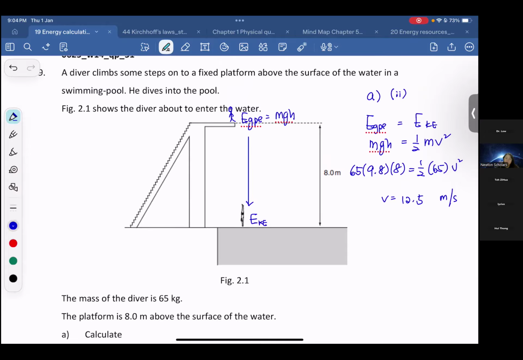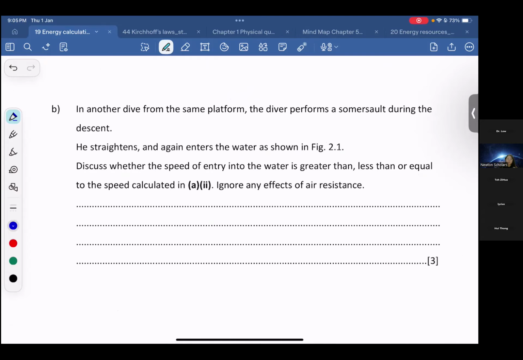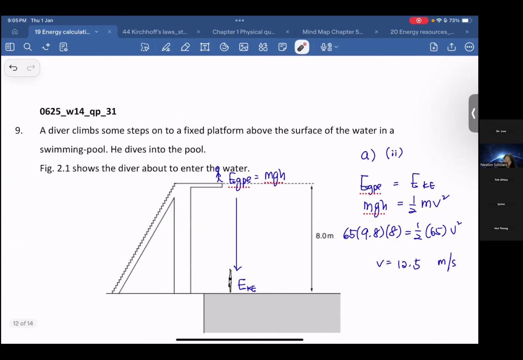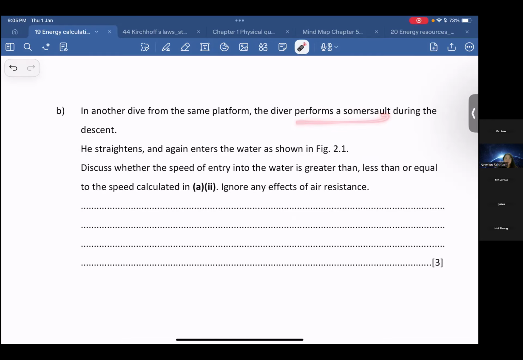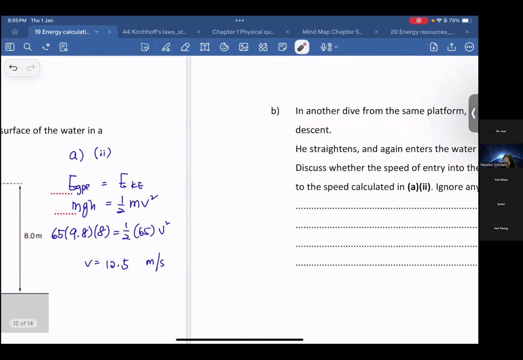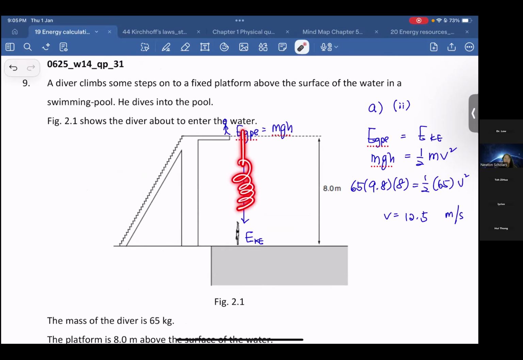Okay, we go to B, which is the theory part. This one is another dive from the same platform. Same platform means the GPE here is the same, because the height is the same. But the diver does some performance, turning, then jumping, something like that. He straightens and then enters the water as shown in the figure. So he jumps down, does some pattern performance, and then goes down.